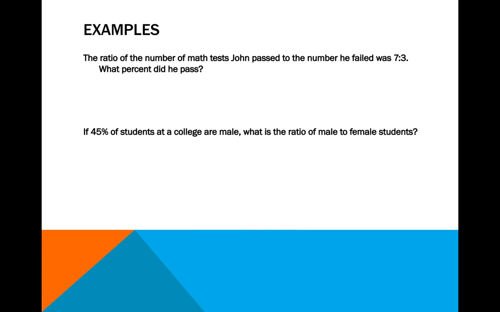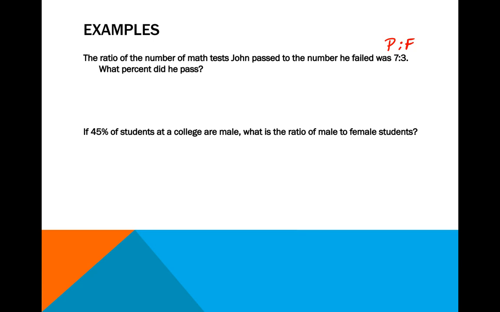So here is an example. It says the ratio of the number of math tests that the student passed to the number he failed was 7:3. So the order is important because this is the pass to fail ratio. So for every 10 tests that he took, he passed 7 and he failed 3 of them. If you switched it, then it would tell you the opposite.